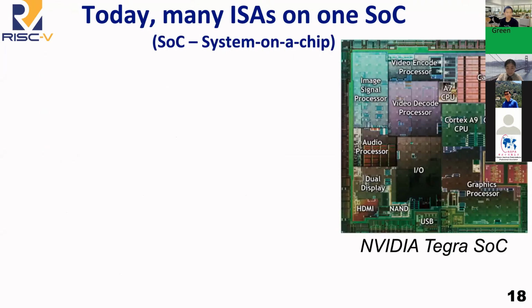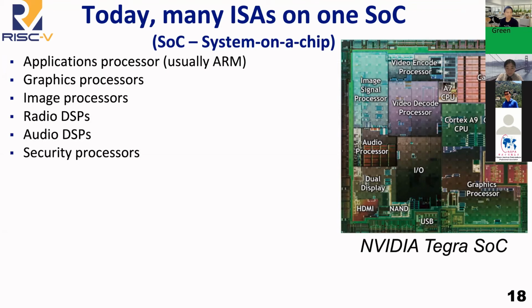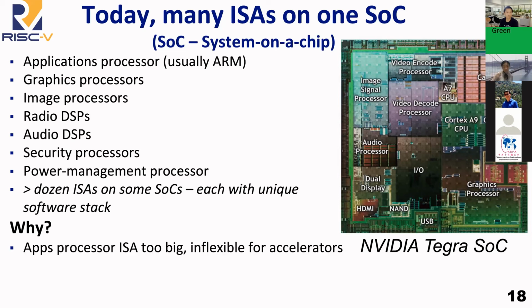Now, the other problem with instruction sets is there's so many of them. If you look at a modern chip, it has many, many instruction sets. The applications processor, people say this is an ARM chip, but usually on that ARM chip, there'll be many other instruction sets doing things like graphics, image, radio, audio, security, power management. It's not unusual to find there's over a dozen instruction sets on one chip. So why are there so many? Well, the instruction set, like the ARM instruction set, wasn't designed for all these other areas, and it's too big and clunky to modify to fit. And so you're motivated to go use something else.